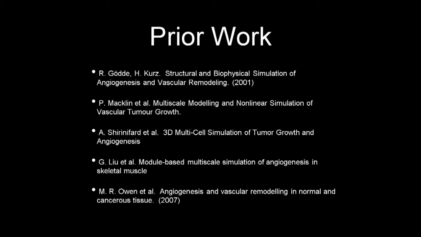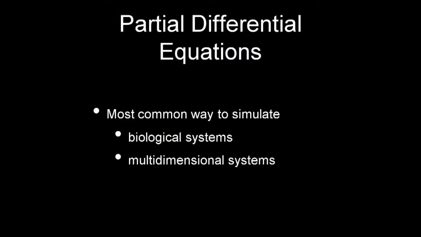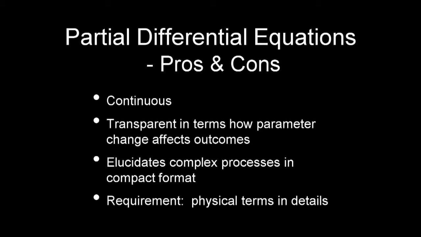And yeah, so if we conclude, what has been done is the cell signals have been written, and we have created simulations. But the simulations have been created by using partial differential equations. The differential equations are the most common way to simulate biological systems today and other multidimensional systems. But they are, of course, continuous, and they are kind of obvious. If you change the parameter, you can predict the outcome. You can see what effect it will have.